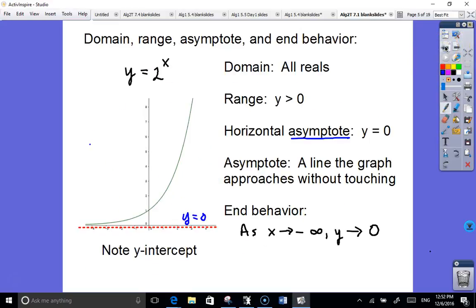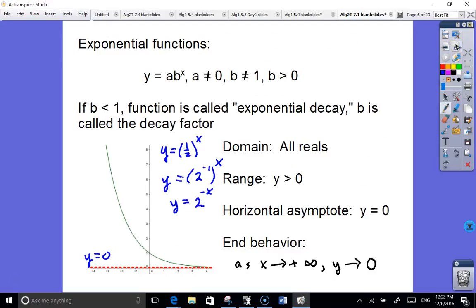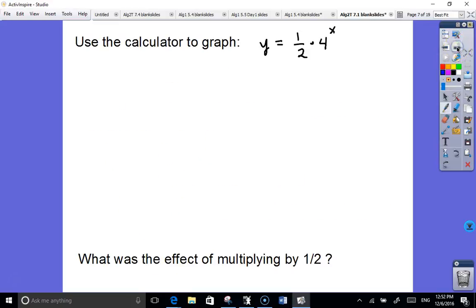So for exponential growth, if you've had a biology class or some kind of science class, a lot of times when they do population models, trying to show growth, they'll use exponential growth models. And when it comes to exponential decay, if you're in chemistry and you do half-lives, then that's exponential decay. I mean, they're very practical functions.